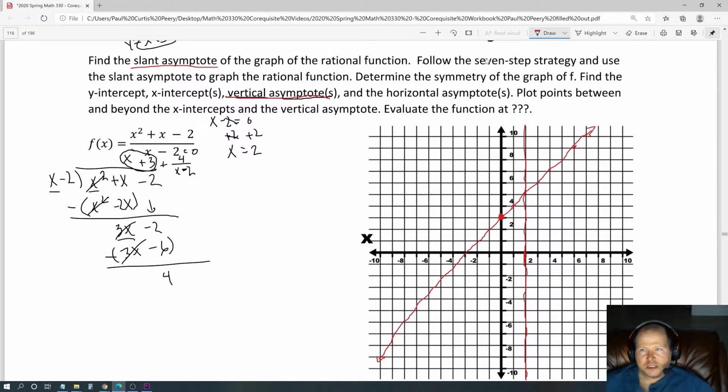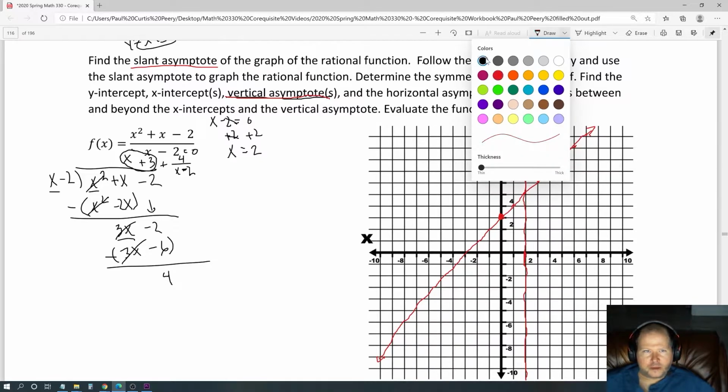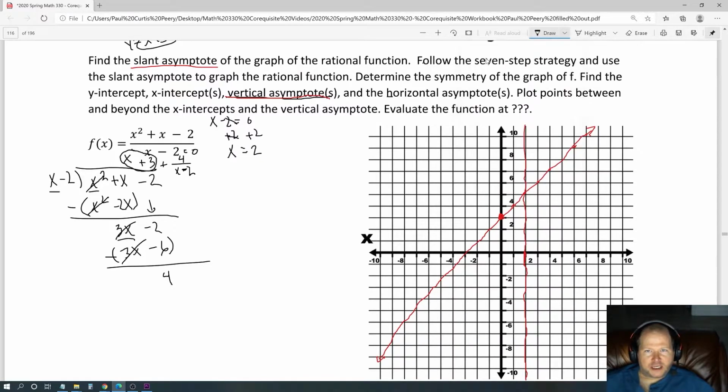All right. Let's try some more. How about the horizontal asymptote? Right here, right? So for the horizontal asymptote, the numerator is a 2 power, and the denominator is a 1 power. So it's bigger on top and smaller on the bottom, right? Smaller, bigger. Okay? And as such, there's no horizontal asymptote.